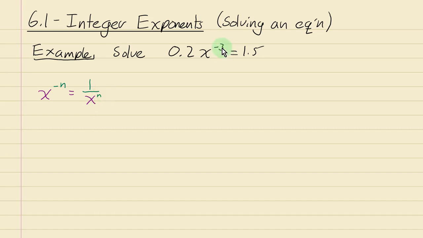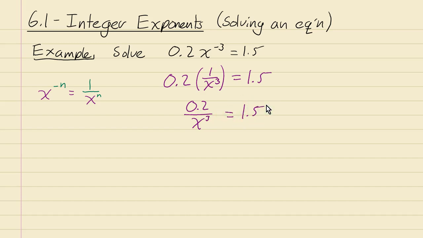So that's what I'm going to do here, is rewrite this x to the negative 3 as a fraction. So this is going to be 0.2, and the x to the negative 3 is just going to become 1 over x to the power positive 3. And the 1.5 on the other side is just 1.5. Then you can rewrite this as 0.2 over x to the 3. That's a good idea. Just looks nicer that way.